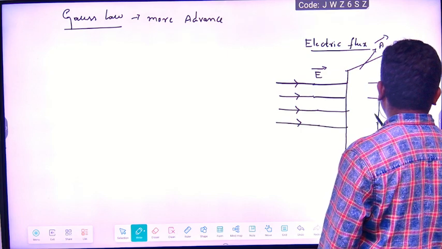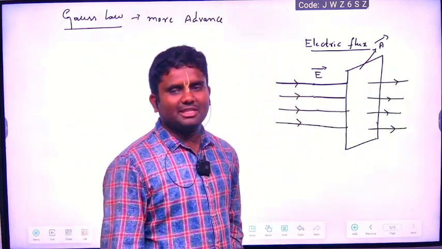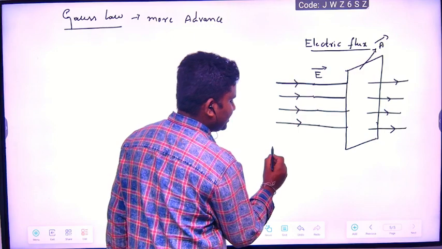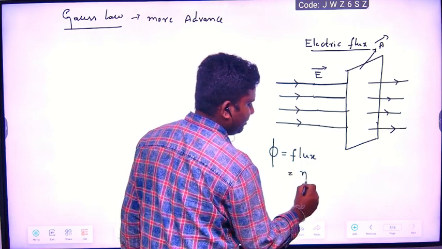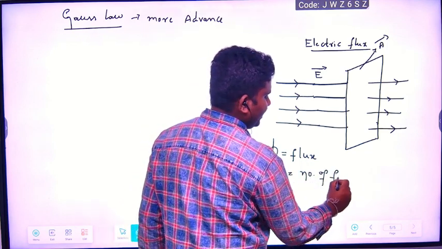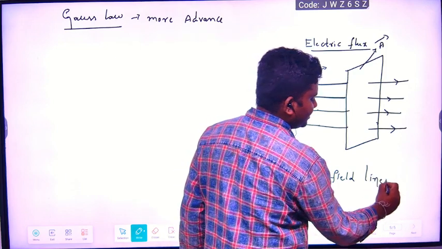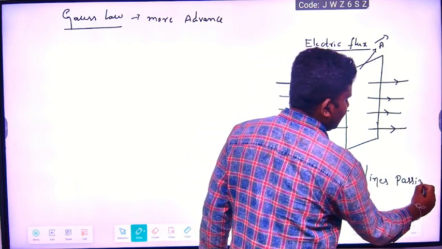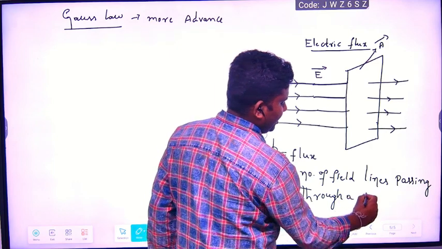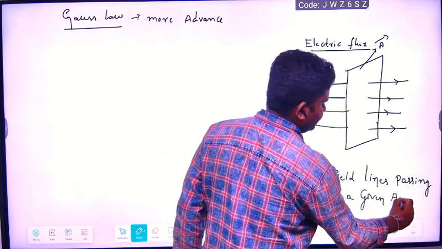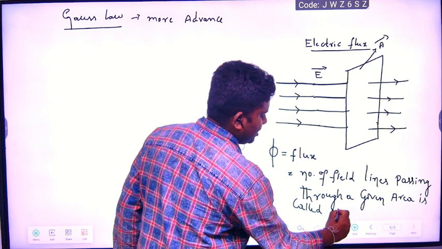This is what we call flux. What is flux? The number of field lines passing through a given surface area is what we call flux. Flux is represented by the letter phi. It is the number of electric field lines per given area. Not magnetic field lines, that is also there, magnetic flux. So the number of field lines passing through a given area is called electric flux.